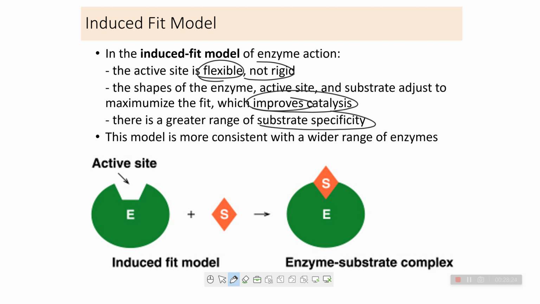There is a greater range of substrate specificity. This model is more consistent with a wider range of enzymes, because the active site is flexible. Scientists say that the enzyme is flexible. The substrate will come and bind according to its flexibility. If the substrate needs more space, the active site will increase in shape, so that the substrate binds in this active site and converts into a product.